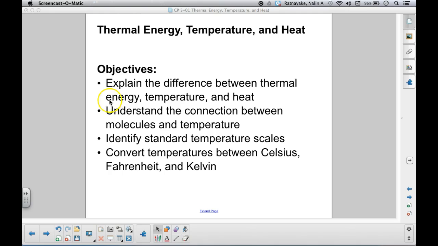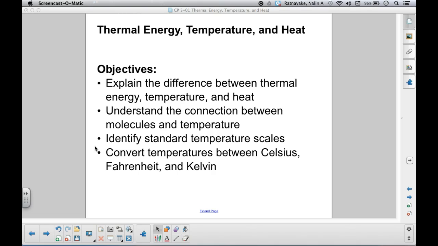So that's our first objective, which is to explain the difference between temperature and heat and how those are different from thermal energy. These are three different concepts. We also want to understand the connection between molecules and temperature. There's something going on in the molecules of a substance that relates to its temperature, and we're going to find out what that is.